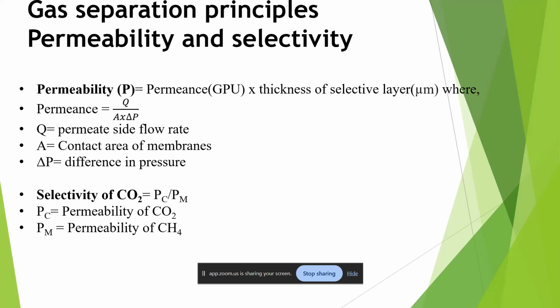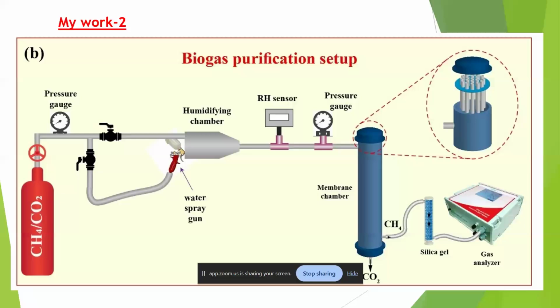If we really want to increase the speed of the separation, which means the permeability is very high, then the selectivity will be very much affected. Selectivity may go down. And if we really want to improve the selectivity, the separation quality and the purity need to be improved, then the chances of the permeability getting affected is there.